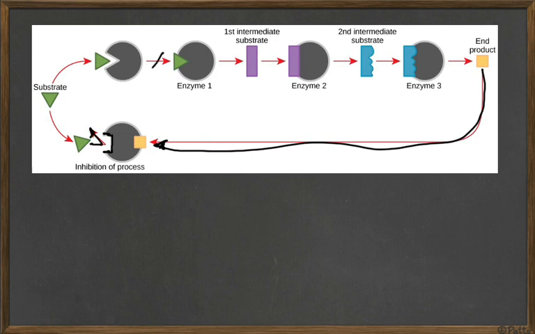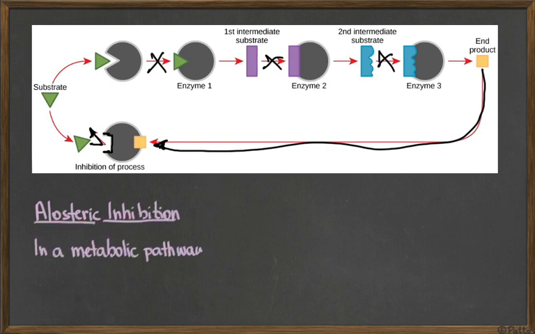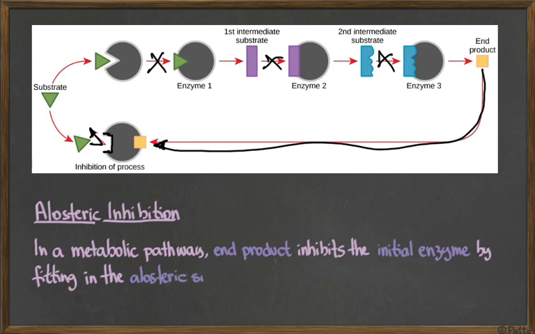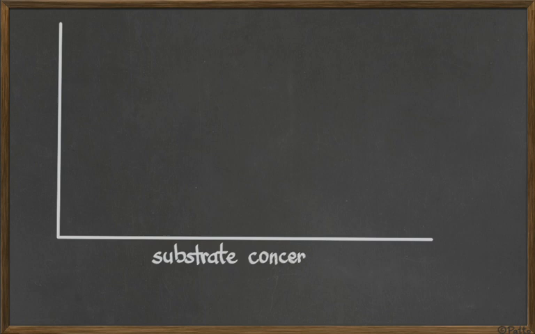So if this here stops, this here stops, this here stops, and then you blocked the entire metabolic pathway. This is allosteric inhibition. Okay, so in a metabolic pathway, the end product usually inhibits the initial enzyme. They fit in the allosteric site, they change the active site, and then the reaction stops. Okay, very good.